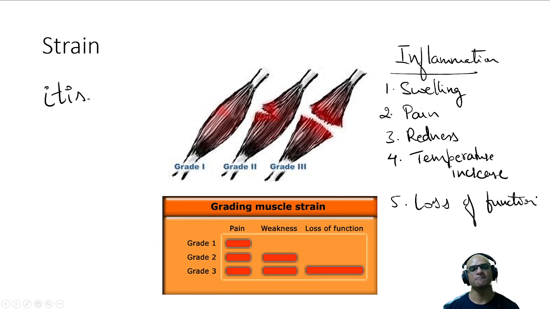Like, for example, if it is a tendon inflammation, we say it's tendonitis. If there is an inflammation of a ligament, we say it is ligamentitis. If it is a muscle inflammation, we say it is myoitis, like that.